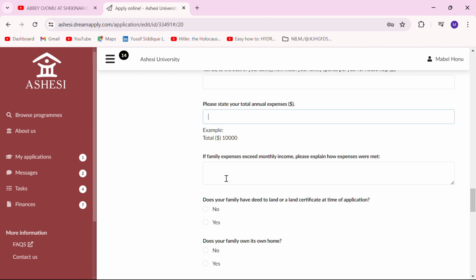So if you're spending more than you earn, it means that there should be another source of income that you use to sponsor those expenses. So you have to explain how they do that. It could be from a loan, it could be that they got a cash gift from someone or something. So you can just explain, just to justify why your family's expenses are more than its income.